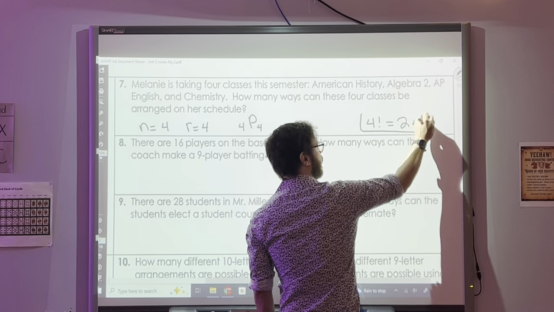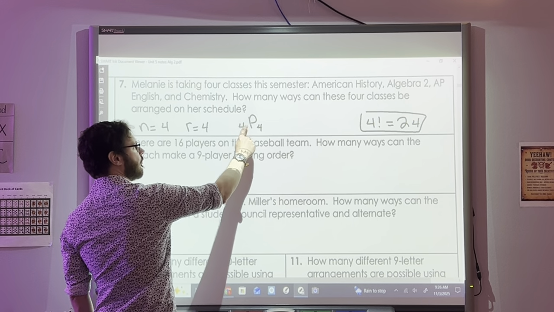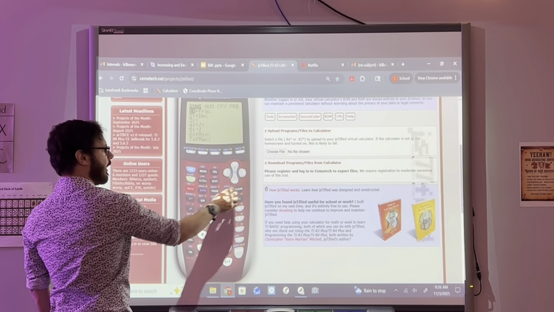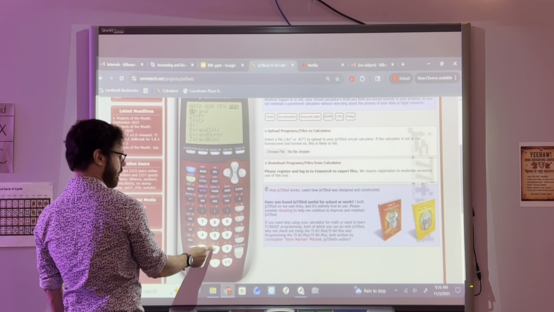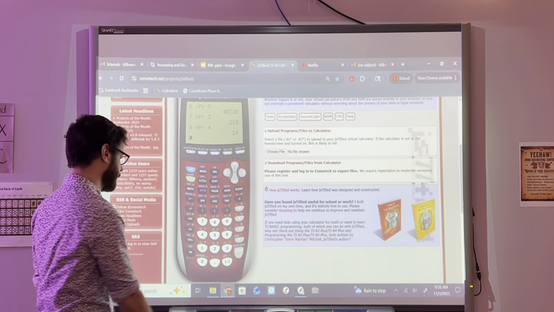I just happen to know that 4 factorial is 24, but let's go check the calculator to be sure. 4P4. 4, math, over, yeah, works out to be the same.